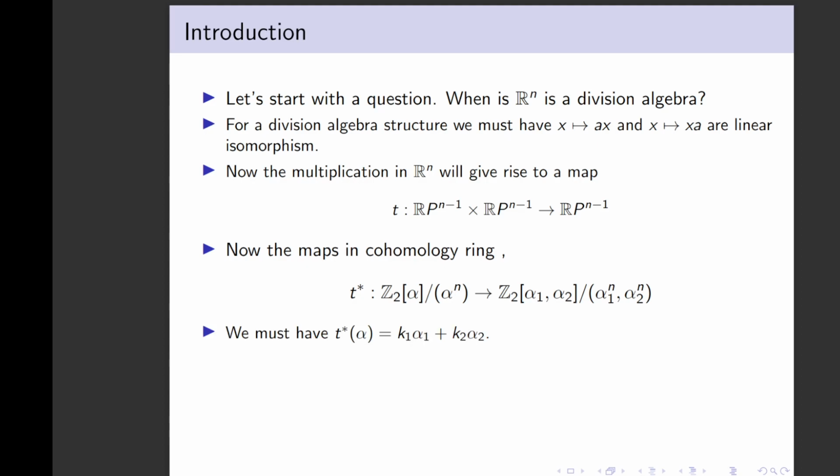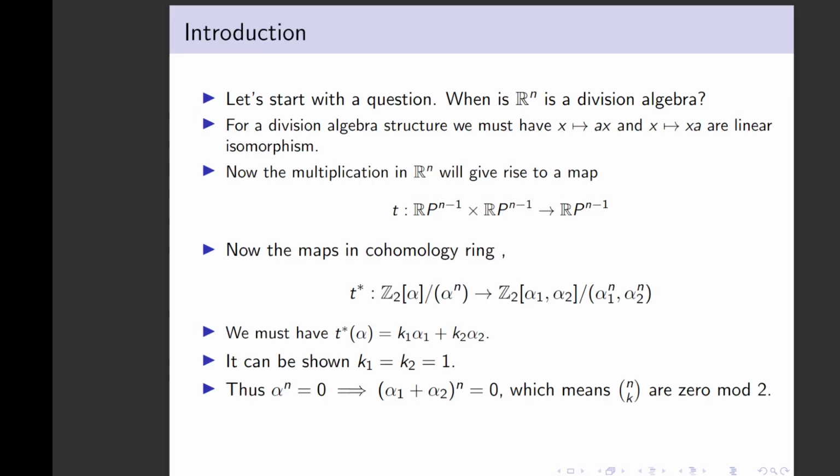Since alpha is the generator here, it will map to something here, that is k1 alpha 1 plus k2 alpha 2. Now, since these are isomorphisms, this will induce some kind of homomorphism when we restrict this map to RP^(n-1) times a point, or a point times RP^(n-1). From there it can be shown that k1 and k2 are 1. So basically, under this morphism, alpha maps to alpha 1 plus alpha 2.